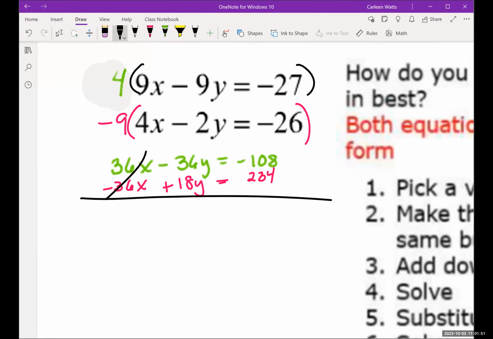Okay. So now we have negative, oh, poof, yay. Negative 18y is equal to positive 126. Yeah, check my arithmetic. Okay, divide by negative 18. Y is equal to negative 7.